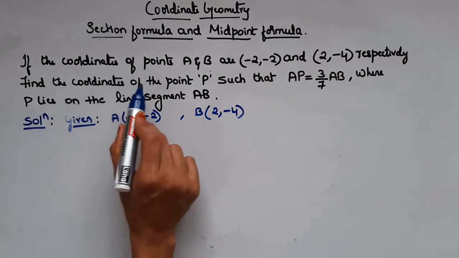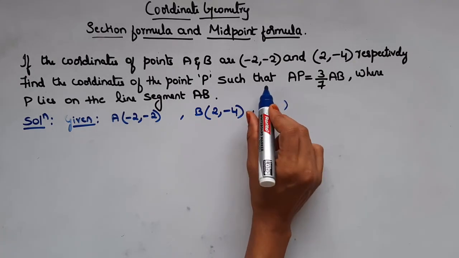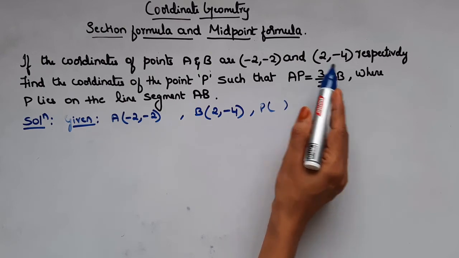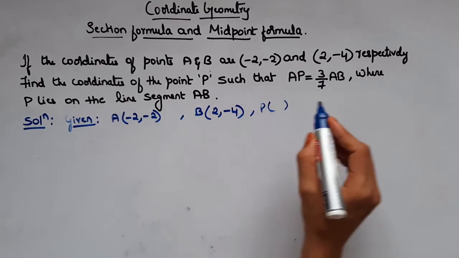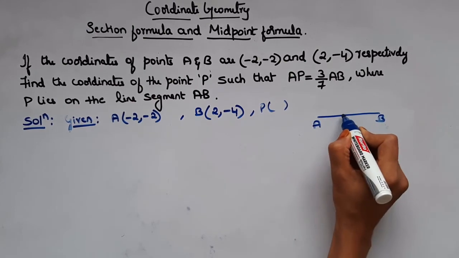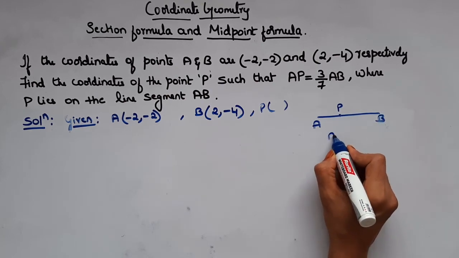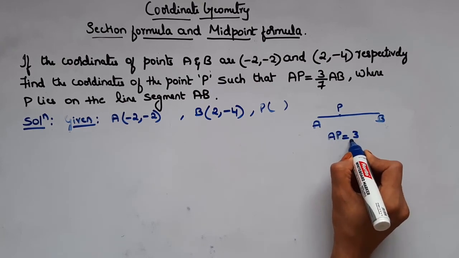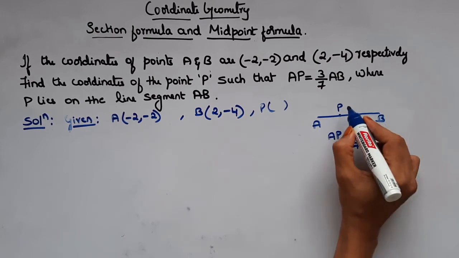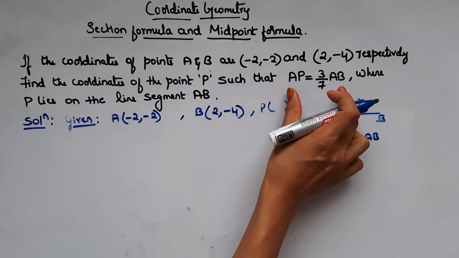And we have to find the coordinates of the point P, right, such that AP is equal to 3/7 AB, where P lies on the line segment AB. So now we have a line segment AB where P is a point on the line segment, such that AP is equal to 3/7 into AB. So now we have to find the coordinates of point P. First let's write this given relation.